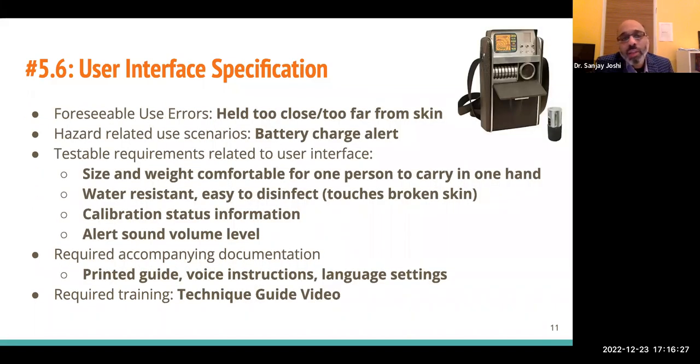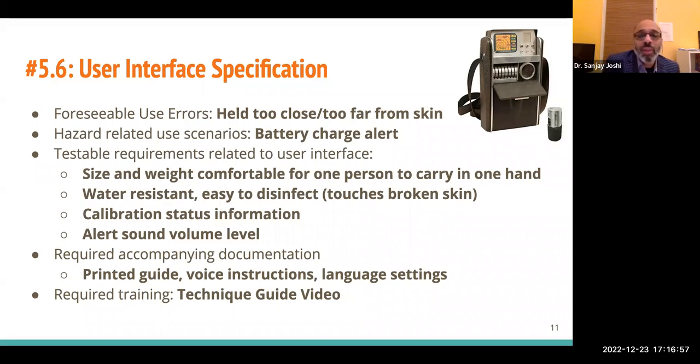So let's take a look at some of the specifications. The foreseeable user errors is when you bring this device, maybe they hold too close to the skin or too far from the skin that it doesn't work. And you can see how we probably need some kind of light to tell them you are in the sweet spot. If there are hazard related use scenarios, we talked about this one in our risk analysis talk, what if the alert for a battery charge looks exactly the same as a broken bone? They need to look very, very different.